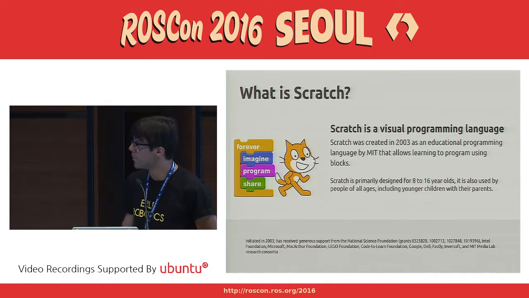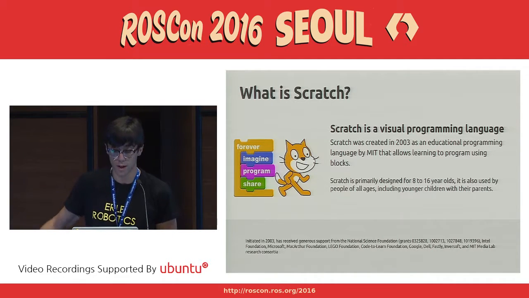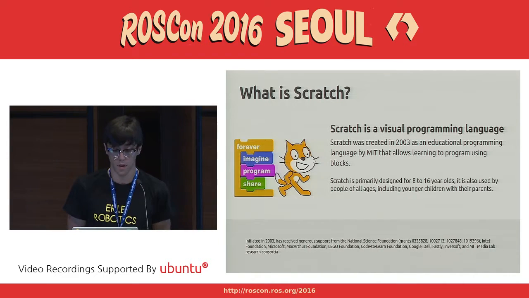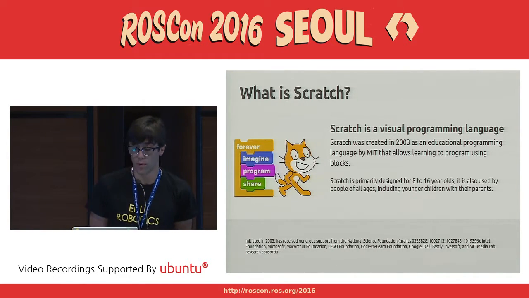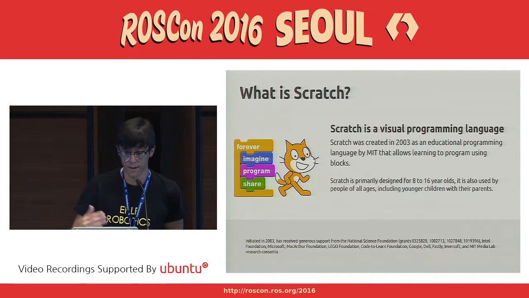But we are going to start step by step. First of all, this work has been inspired by Scratch, which is a visual programming language. This means that we are not going to see any code. We are only going to program with blocks. Scratch was designed in 2003 as an educational programming language by MIT. It is primarily designed for 8 to 18-year-olds, but it's also used by people of all ages.